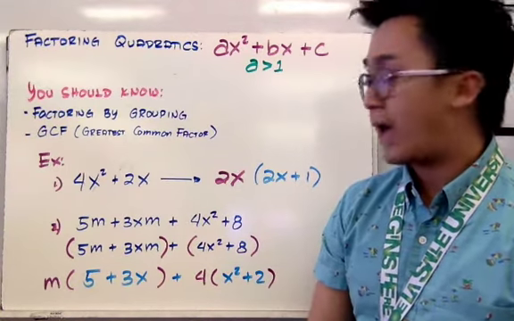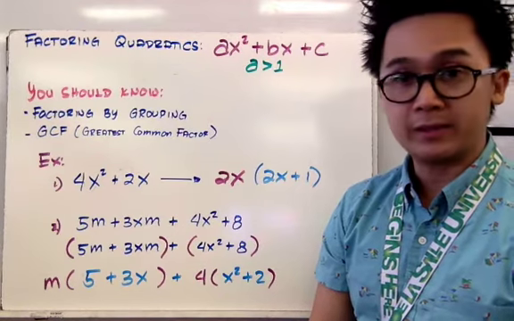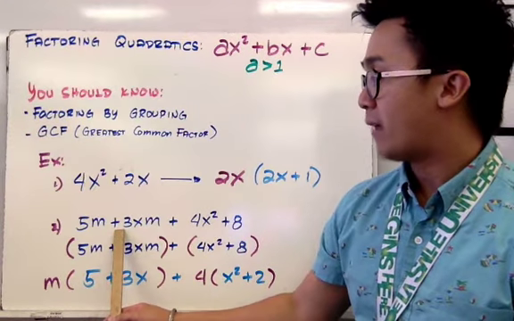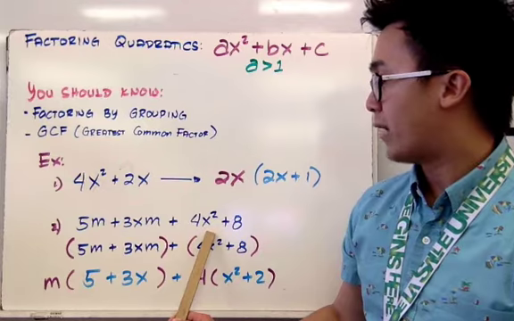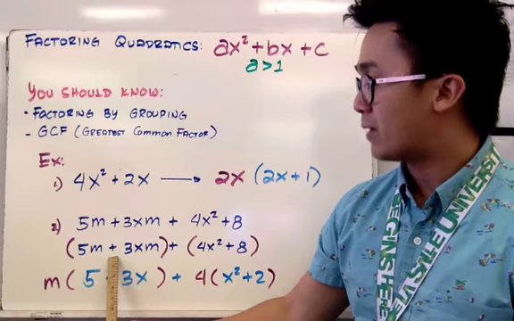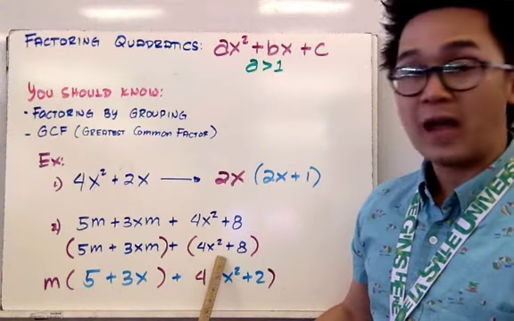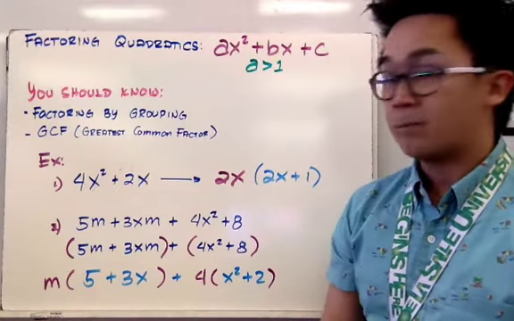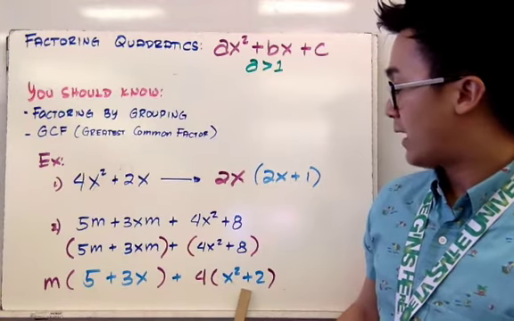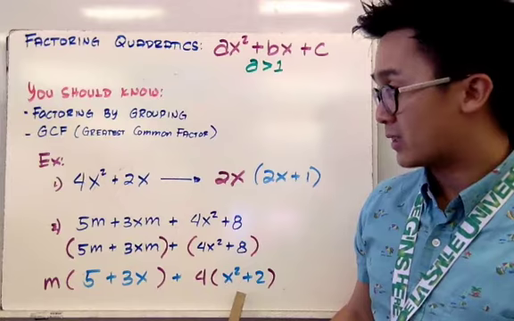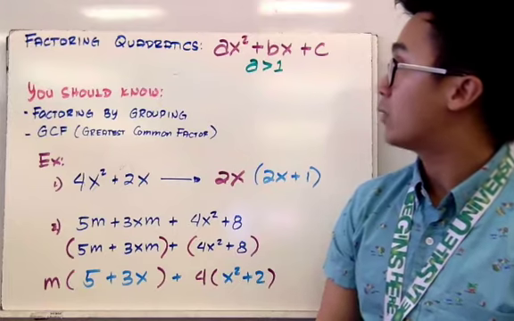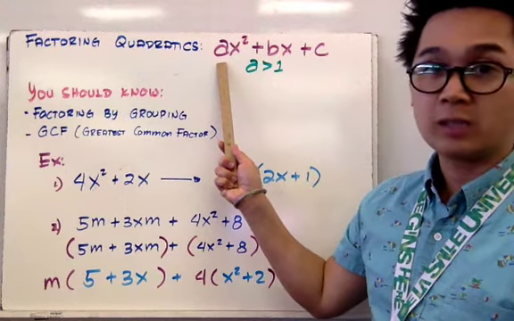Now for example number 2, I have 5m plus 3xm plus 4x squared plus 8. This is an example of factoring by grouping, wherein we can group 5m plus 3xm, and we can also group 4x squared plus 8. In this way, we can see that there's a common factor for 5m and 3xm, which is m. And for the second group, our greatest common factor would be 4. By factoring it out, we are left with 5 plus 3x in our first parentheses, and x squared plus 2 in our second parentheses. These two factoring techniques will be used in our lesson today in factoring quadratic equations when the leading coefficient is no longer 1.